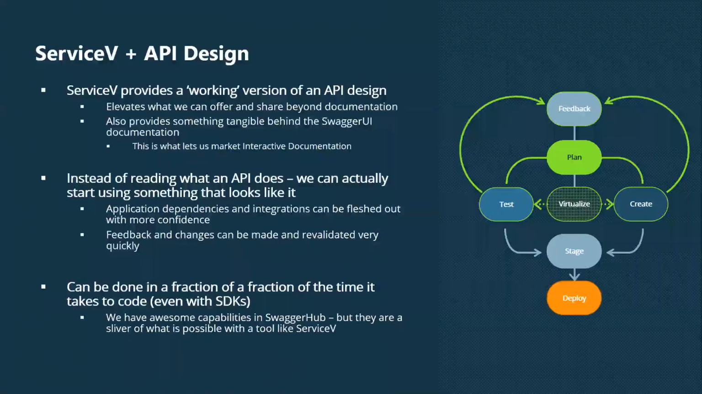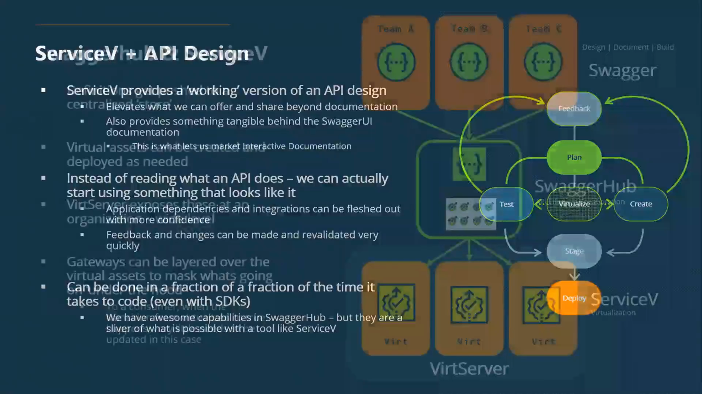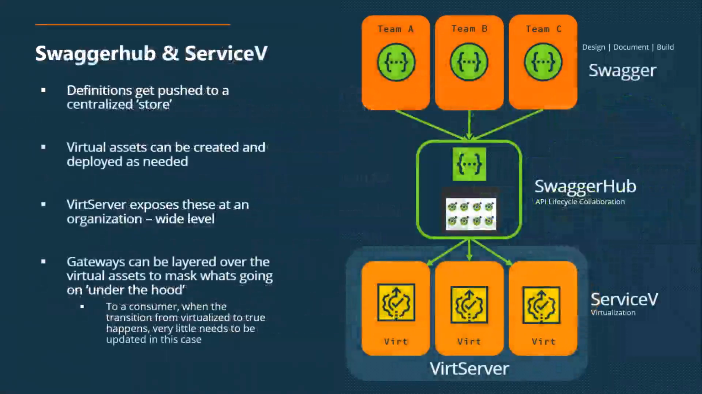So I'll show the differences and how these two tools actually integrate, and I think it goes through this a bit more on the next slide. So we see an example here of Swagger Hub, and then Service V on the right-hand side. You have 3 different teams working on design, document, and build. Within Swagger Hub, this essentially brings it all together.